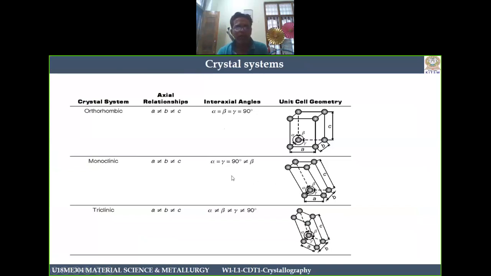These are some lattice constants for different systems. We have to remember them. Next, triclinic, A is not equal to B is not equal to C. You can see here at the bottom A, B, C are different, as well as all angles are not 90 degrees, and they are not equal. The angles are different.